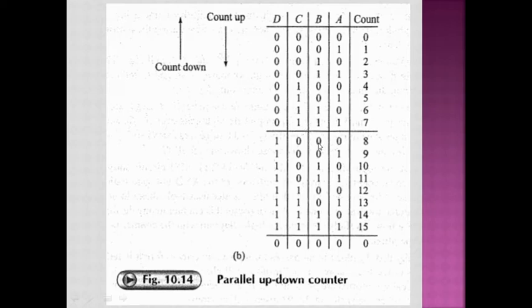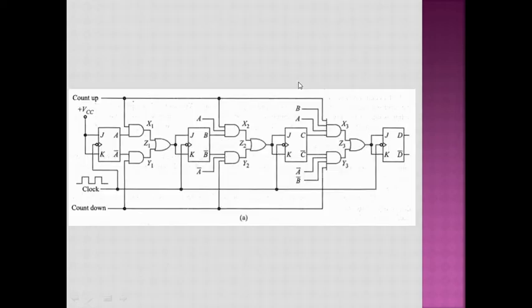A is low, B is low. That means A bar and B bar are high, and flip-flop C is going to toggle. Again here, when A is low, B is low, from count number 4 to count number 3, the flip-flop is going to toggle in countdown mode. Same thing happens in flip-flop D.